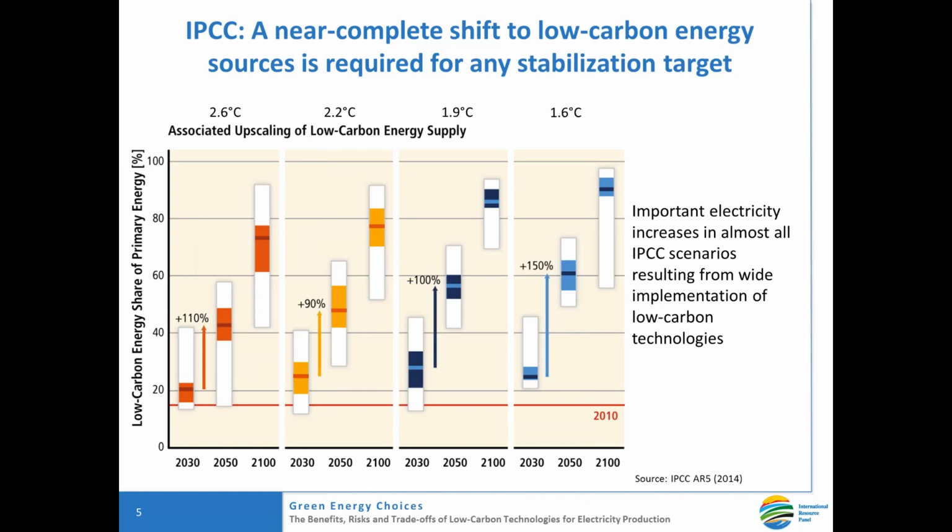And we see that in all scenarios, the share of these low carbon energy sources increases. But if we want to stay below 2 degrees, the increase needs to happen faster. In the end, we will all have to rely on energy without CO2 emissions in order to stabilize the temperature on the planet.